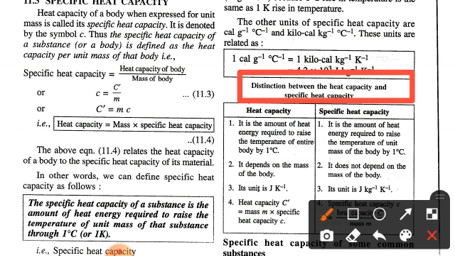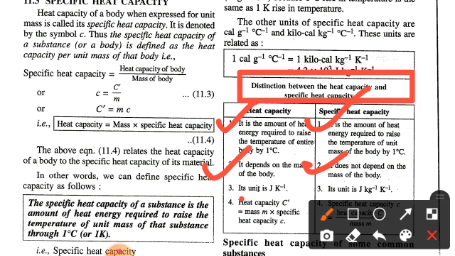So as you can see here, the first one, heat capacity, is the amount of heat energy required to raise the temperature of the entire body by 1 degree Celsius. Clear? And what is specific heat capacity? It is the amount of heat energy required to raise the temperature of unit mass of the body by 1 degree Celsius. The second one, heat capacity depends on the mass of the body, whereas specific heat capacity does not depend on the mass of the body.